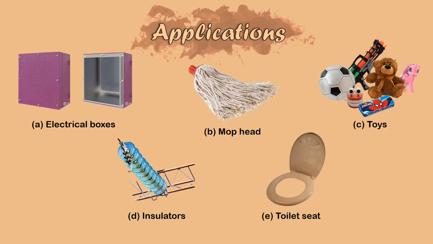So now, let's see examples of products made by this process. First, an electrical box is made from an injection molding machine. Mop heads, toys, insulators and many more also come from this process. This shows that injection molding is one of the many processes used in the industry to make a diversity of things. That's all from me.